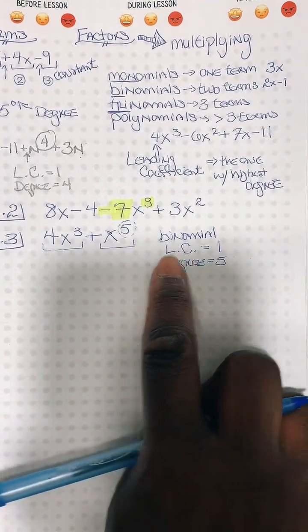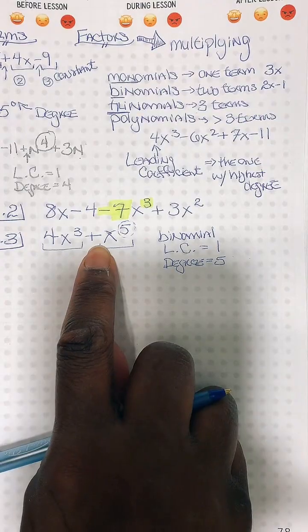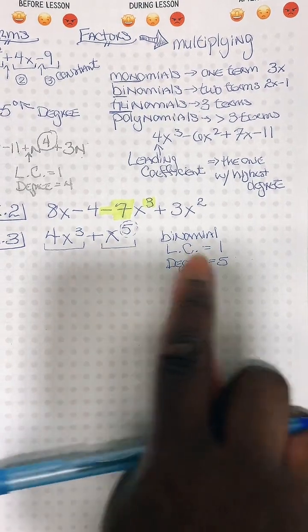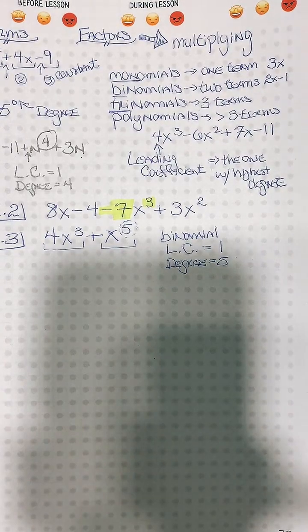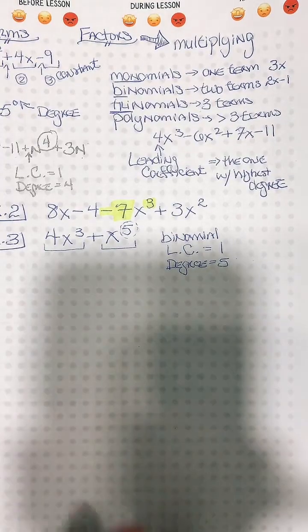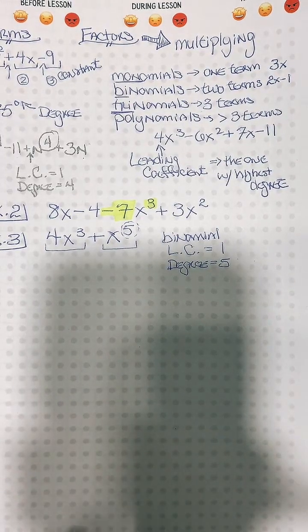And my LC, or my leading coefficient, is right in front of that variable with its sign, so it's going to be a positive 1, or just 1. All right? So that's how you figure out the different types of polynomials.